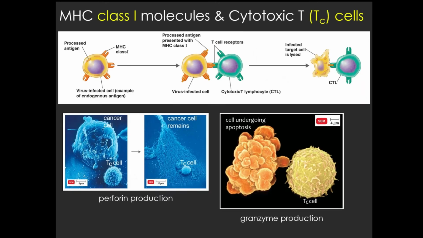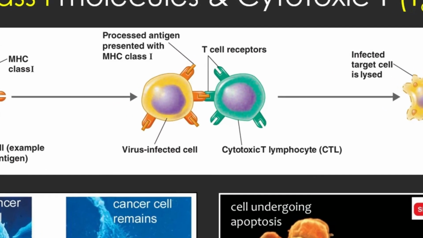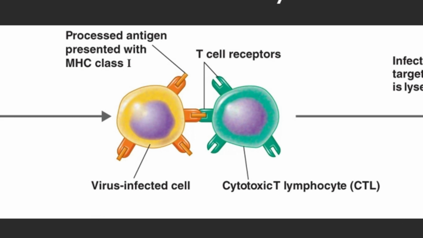All right, so let's first look at the interaction between MHC class 1 molecules of infected cells and the cytotoxic T cells. So you've got to remember, class 1 CD8 cytotoxic T cell. So here we have a virus infected cell. That would be an example of what we call an endogenous antigen, an antigen that's inside the cell.